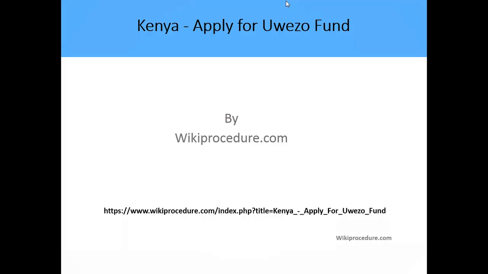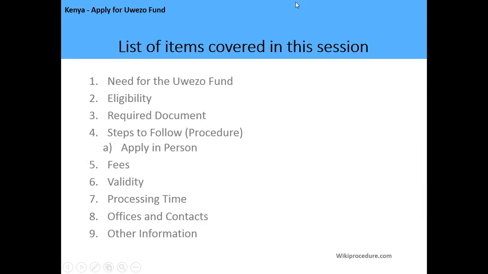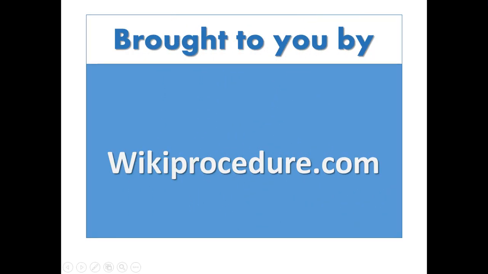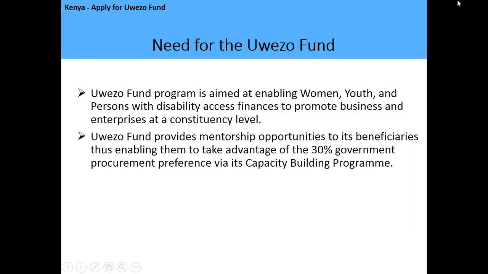And the list of items which we're going to cover in this session include the need for the Uwezo fund, the eligibility, the required documents, steps to follow in making the applications, the fees, validity period, processing time, office location and contact information, and any other information that we may find relevant on how to apply for Uwezo fund in Kenya. So welcome to our presentation today, which is brought to you by wikiprocedure.com.